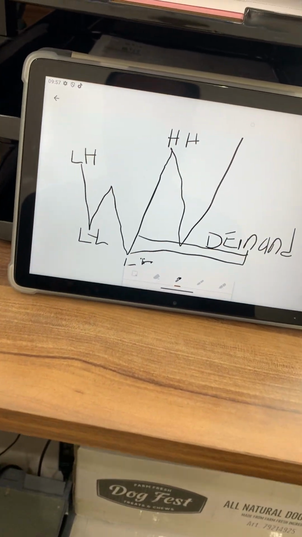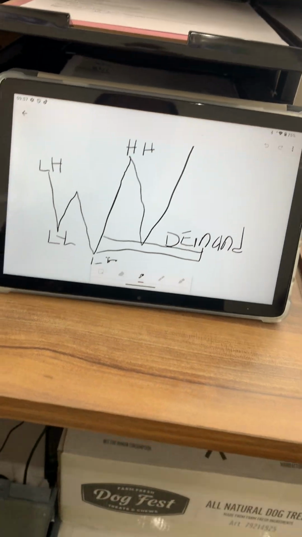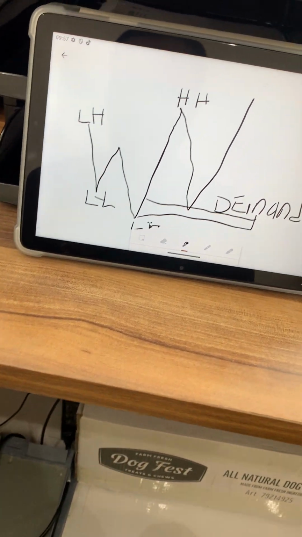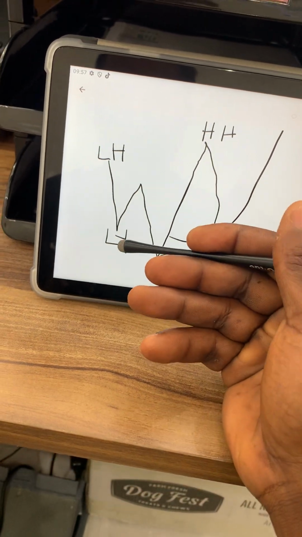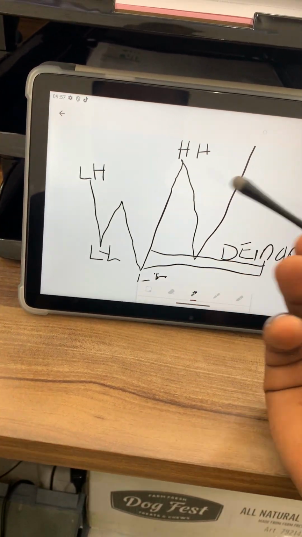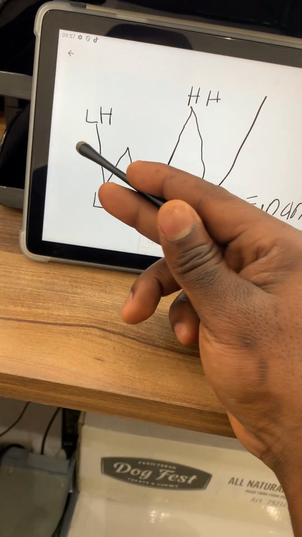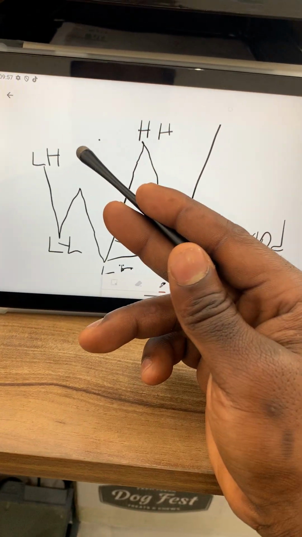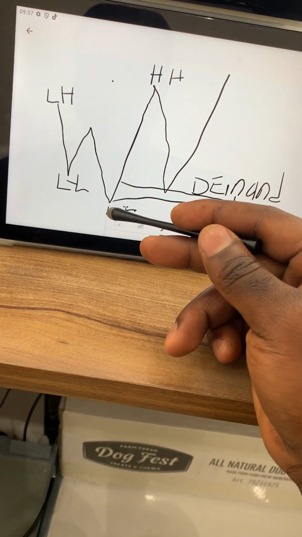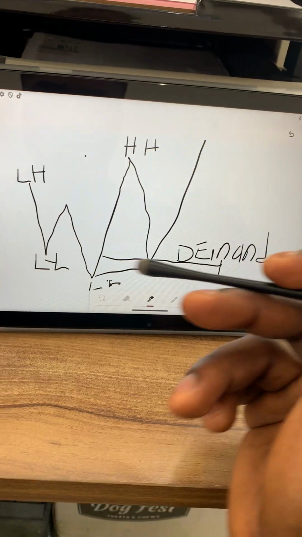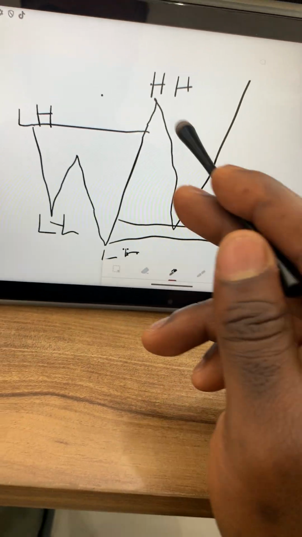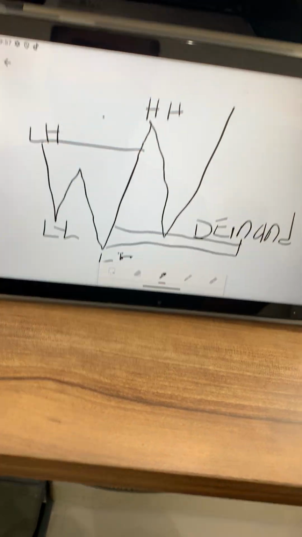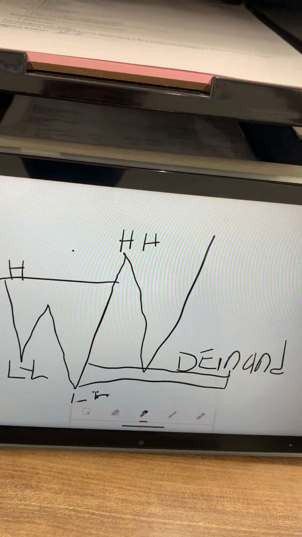Let's run down how to take entries on demand zones in the market. If you can see, we have a higher low here, we have a lower low, and the market couldn't give us a new higher high, but gave us a new lower low. From here you can anticipate a new higher high. The market broke this structure, giving us a new high, telling us the market is now bullish, no more in a bearish scenario.